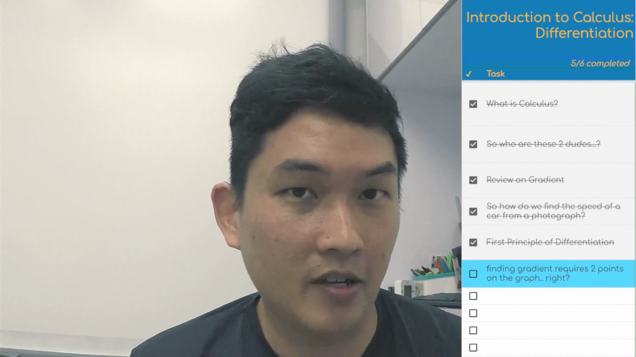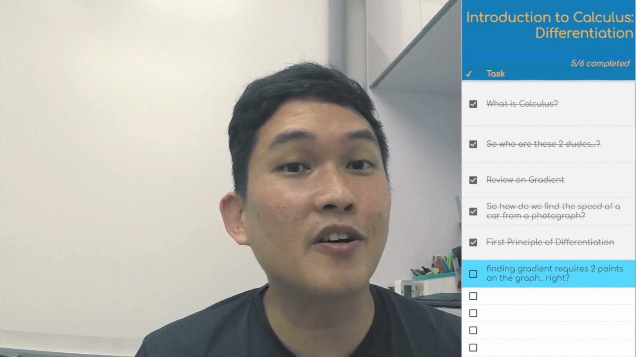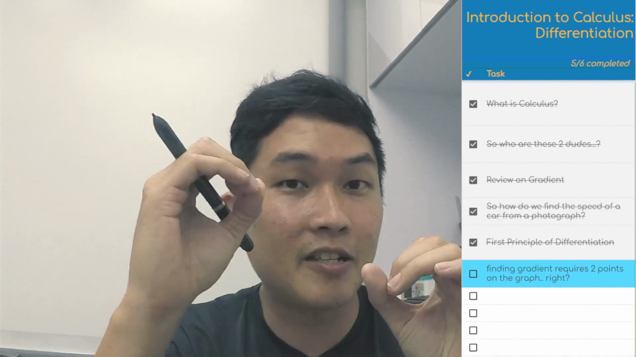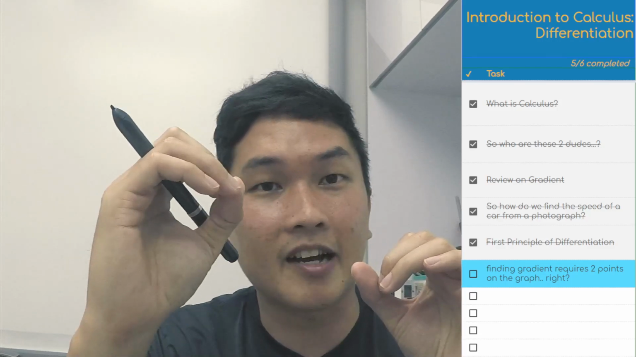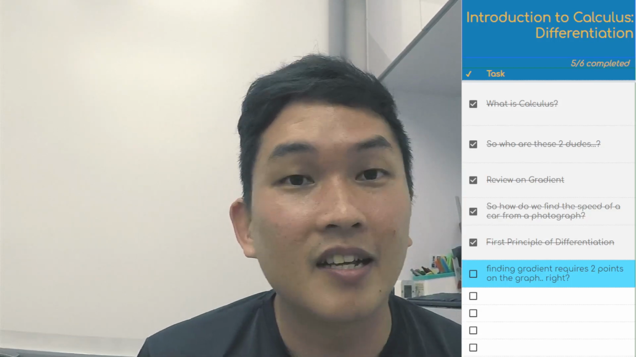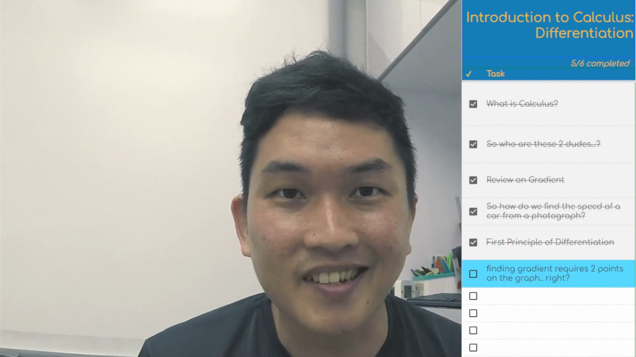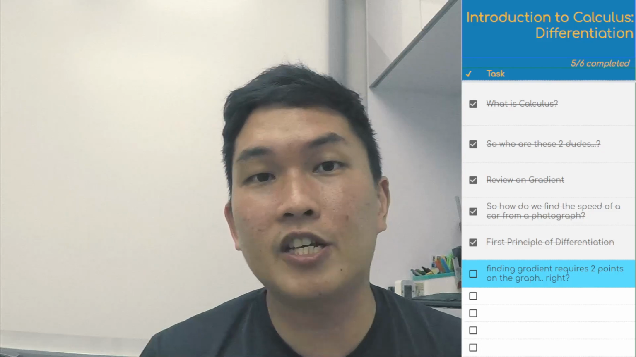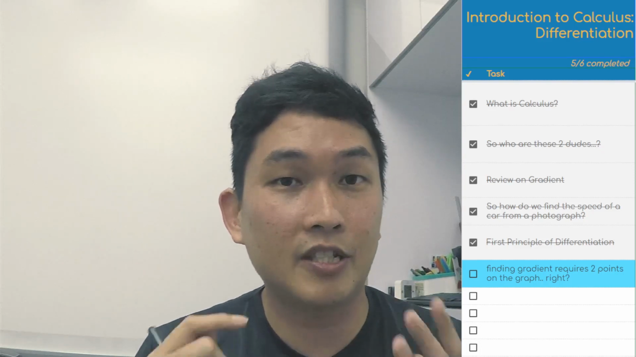So in the previous video, we talked about how we cannot find the speed of a car just from a photograph because a photograph represents only one point in time. What you need is another point in space and time where you can compare the distance traveled and the time taken. That's how you get speed. That's how you work out gradient. And we also talked about the first principles of differentiation. That is the bedrock, the foundation of differentiation, of this topic.